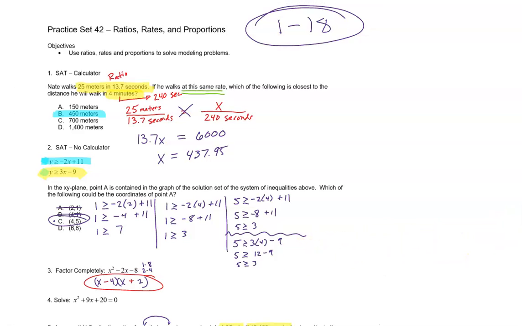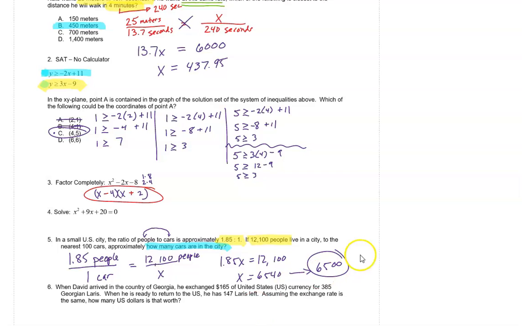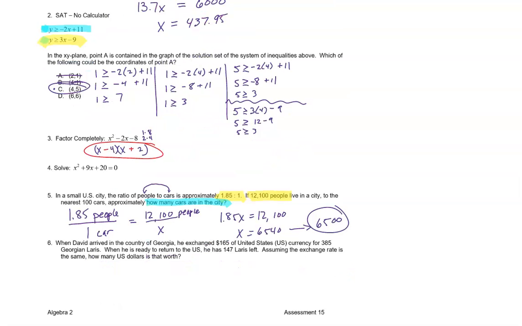Question 3 was just factoring, so factors of 8 that can add or subtract to get you to -2, so it's x minus 4 and x plus 2. So from this point, I told you to do the odd questions for the homework.